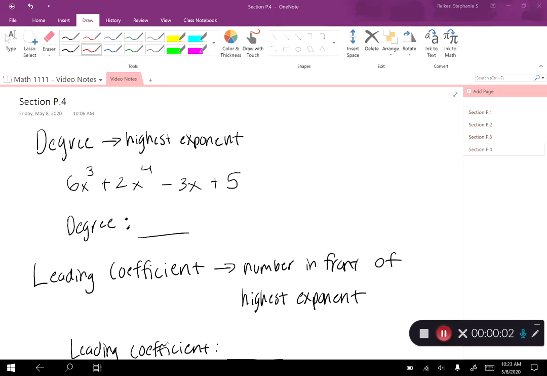This is section P.4, all about polynomials. Remember, at the conclusion of the video, please make sure you read through the supplemental notes for more examples.